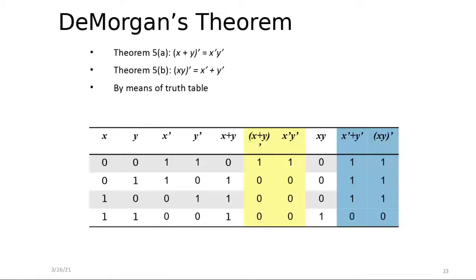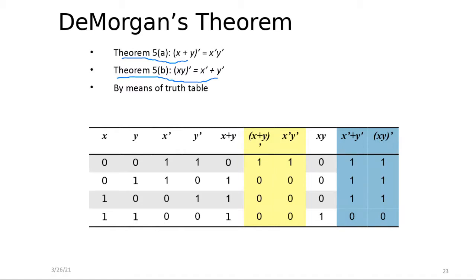And there were De Morgan's theorems. I said that you have to memorize them. Also, you can prove that from this truth table. There was theorem 5a. Let's see. There is (x or y)' and it equals x' and y'. There's another one in here.